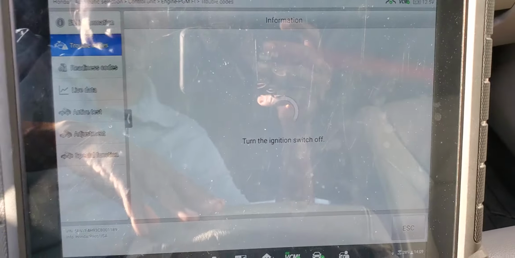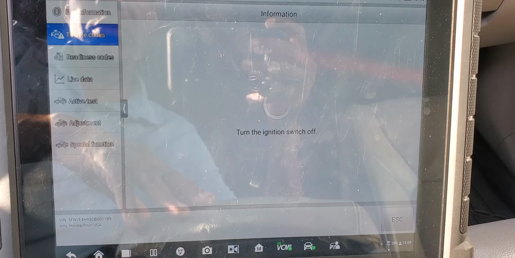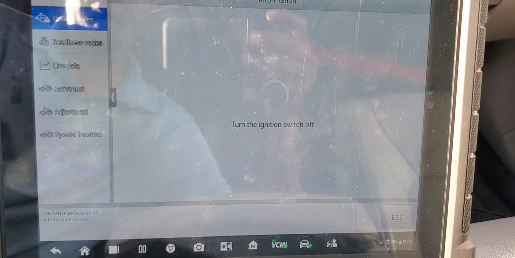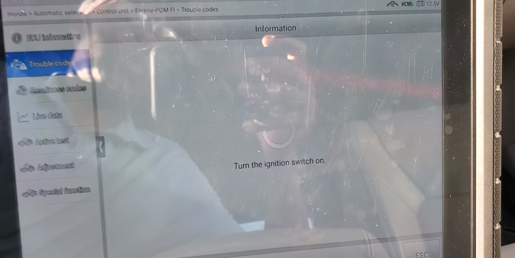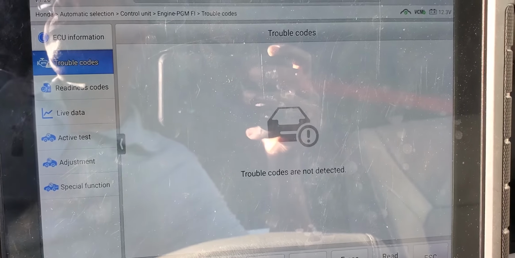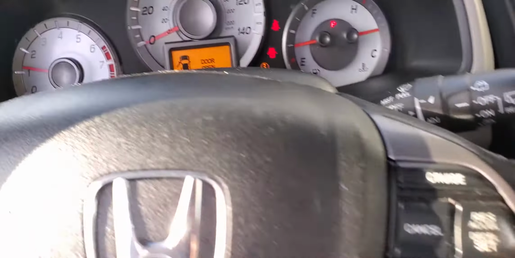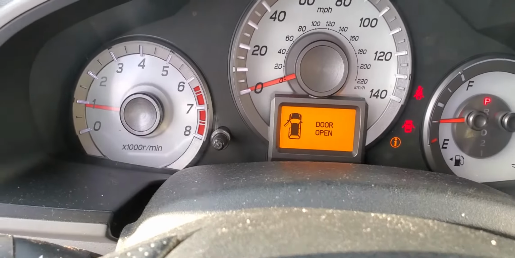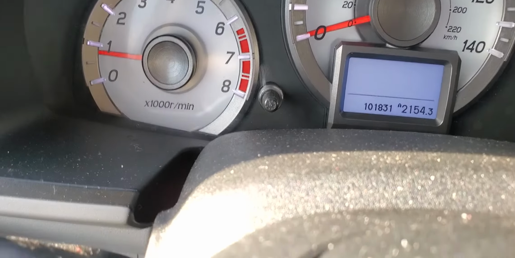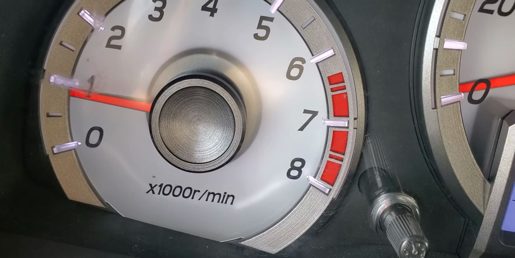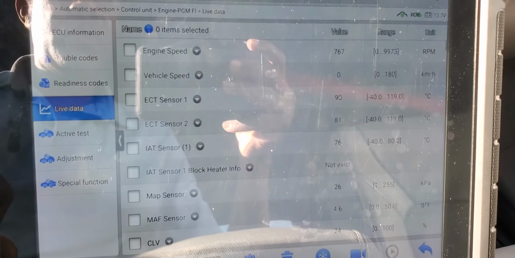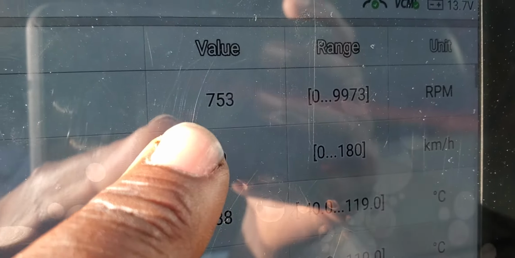Please clear it. Turn the ignition off again. Hopefully it's clear. Turn the ignition on. No code there. Even the ABS code is gone, because the ABS code was related to the engine. Now let me see what I have here. Let me see live data. 750 something, 740 something. Perfect.